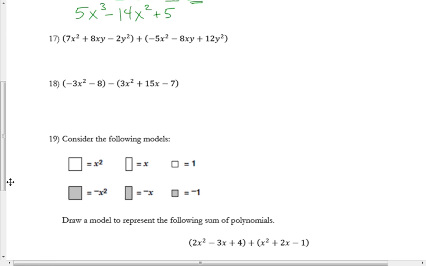Number 17, we have another addition problem. Make sure you're combining like terms. So x squared with x squared becomes 2x squared. xy with xy, positive 8 and negative 8 cancel out, which means we don't have any more of the xy term. And then finally, negative 2y squared and positive 12y squared gives us plus 10y squared. Number 18, make sure you change your signs. If you do so correctly and combine like terms, you should get negative 6x squared minus 15x minus 1.